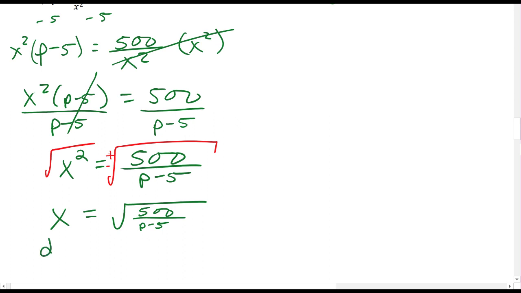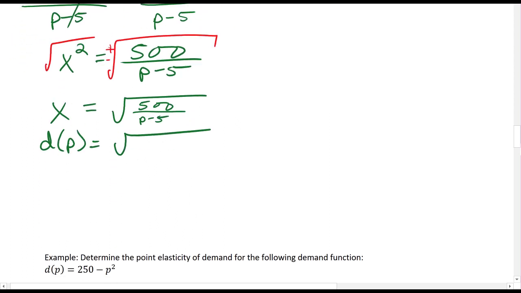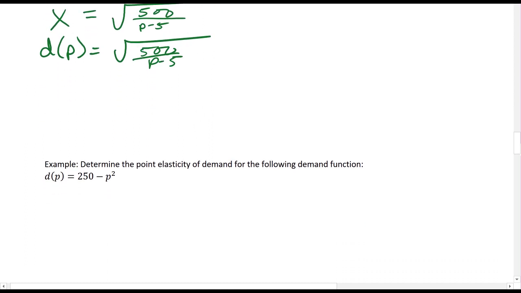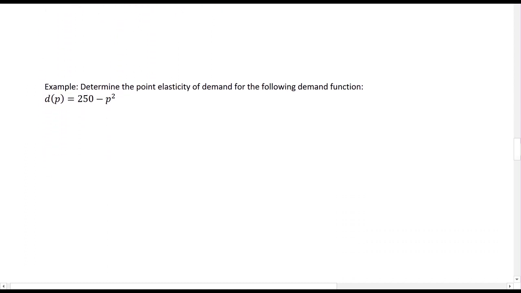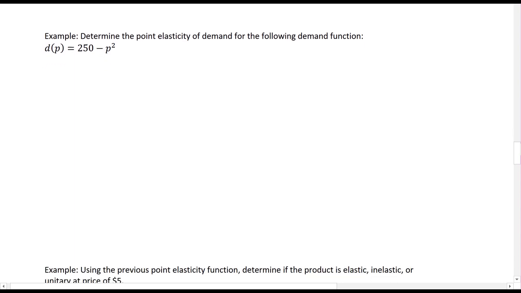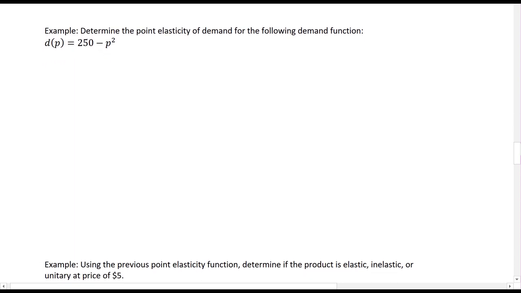Okay, so D of P equals exactly that: the square root of 500 over P minus 5. Okay, so I think we did that to death. So that's how you calculate the demand function given a price function. All right, with that being said, now we are able to find the point elasticity. For example, determine the point elasticity of demand for the following demand function.